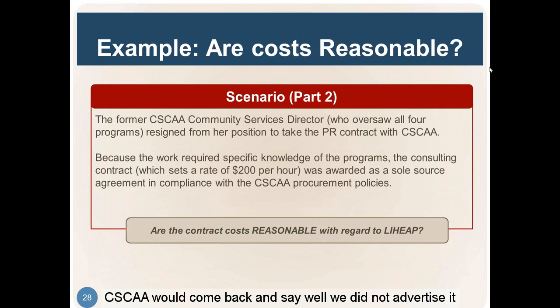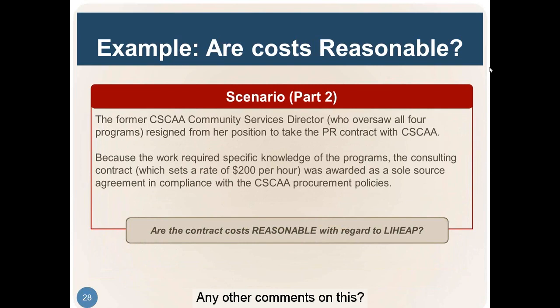CSCAA would come back and say, well, we didn't advertise it because we felt the person taking this contract would be required to have very specific knowledge about LIHEAP and the other programs involved, and we thought there would only be one person available for that. Again, part of this is your judgment, and part of it is your own agency's policies in terms of procurement and what you impose in the contract, for example, on your subrecipient agencies. What your state regulations are in terms of procurement could come into play.